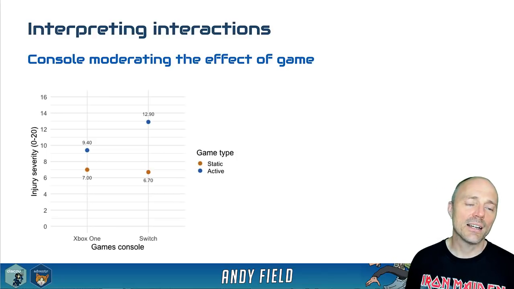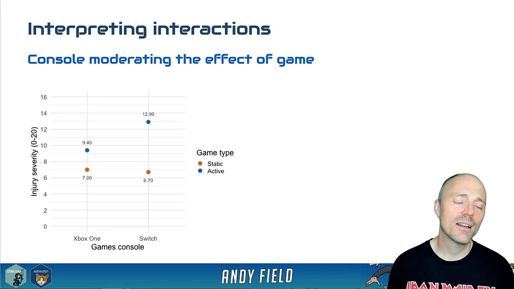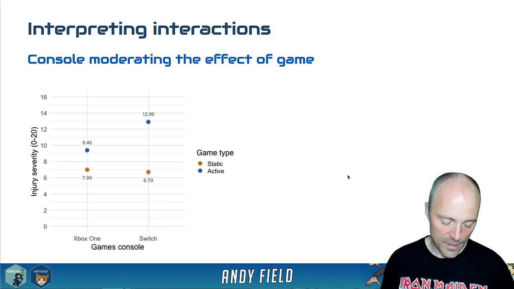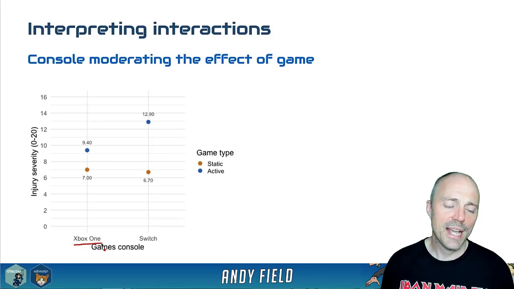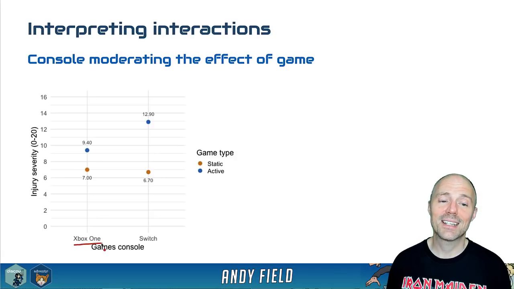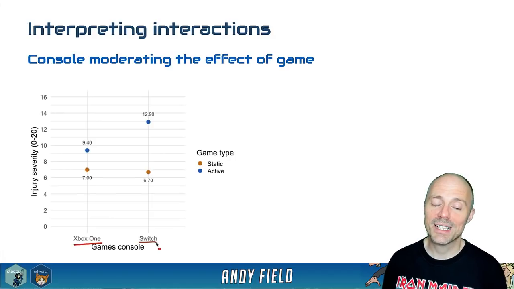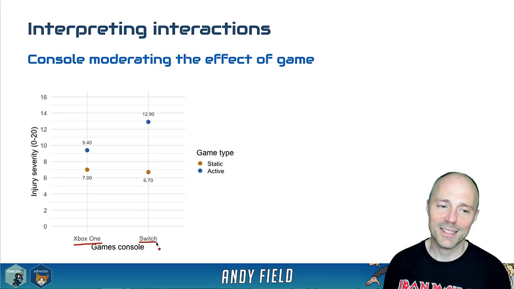So first of all, let's consider the idea of the variable console moderating the effect of game. What I've done here is plotted the 4 means across the different combinations of Xbox, Switch, static and active game. On the left, we've got the Xbox, and the 2 dots represent the mean of the static games and the active games. And then on the right, we've got the Switch. So people who played the Switch, and the 2 dots represent the mean injuries for those playing static games and the mean injuries for those playing active games.